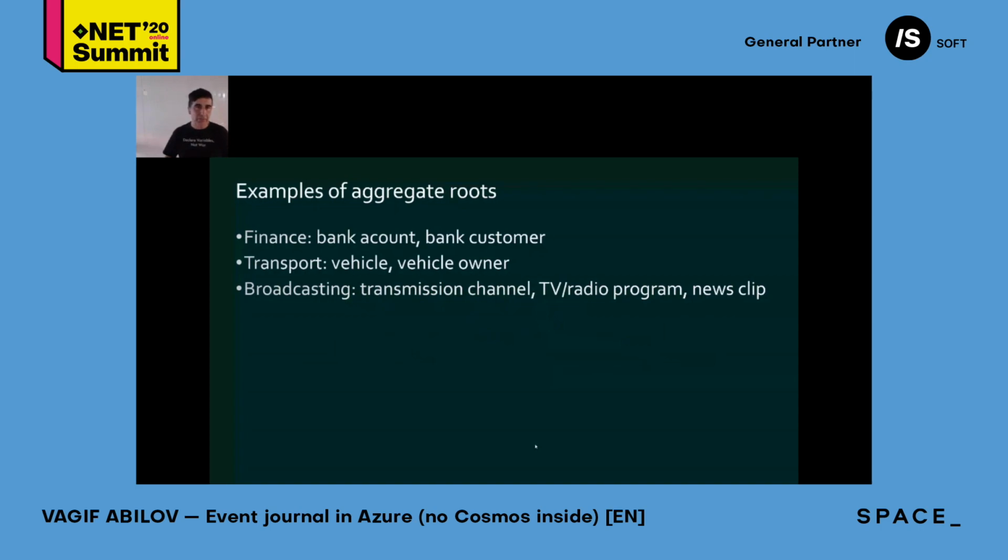And there are some examples of aggregate roots where you need to attach events. In finance, it can be a bank account or a bank customer. They both can be aggregate roots, so events are something that happened to them. In transport, it can be a vehicle or a vehicle owner. I'm working mostly with broadcasting and media publishing, and there we deal with transmission channels, TV, radio programs, news clips. They're all good examples of aggregate roots.